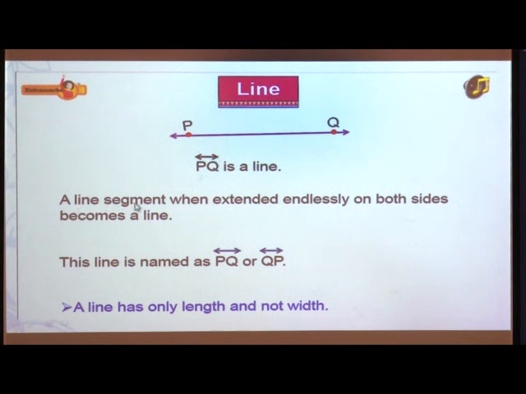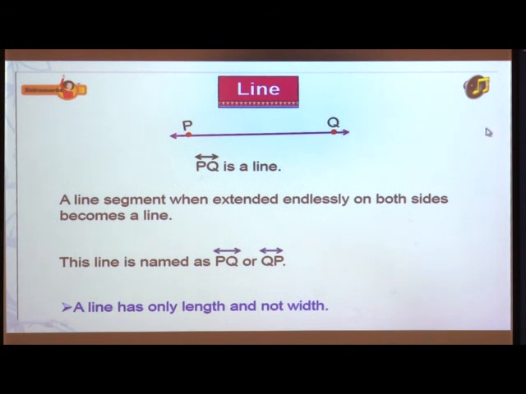So, a line segment when extended endlessly on both sides becomes a line. Students, remember there is a difference between a line segment and a line. A line segment only has 2 end points, but in a line we have arrows on both the sides. It means this line can be extended endlessly from both the sides.